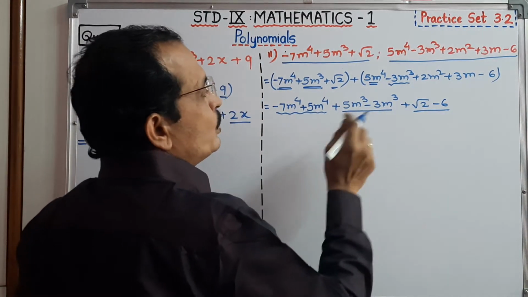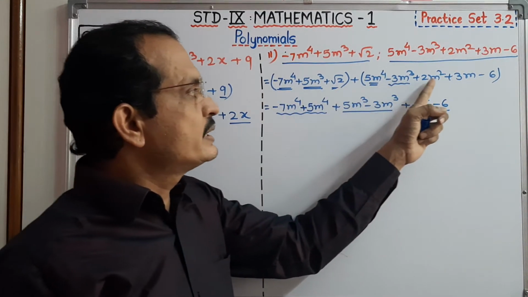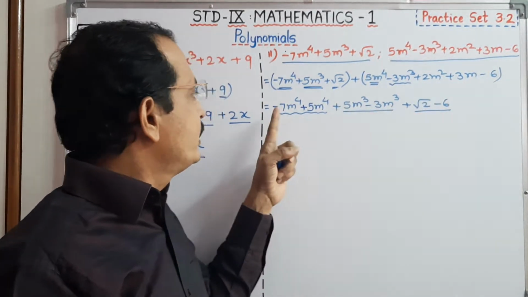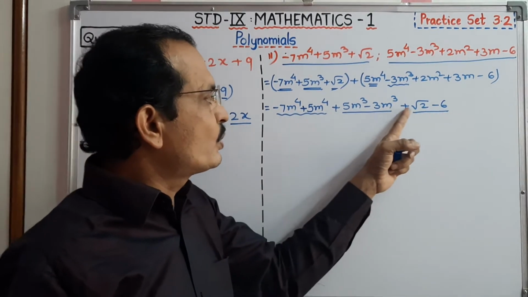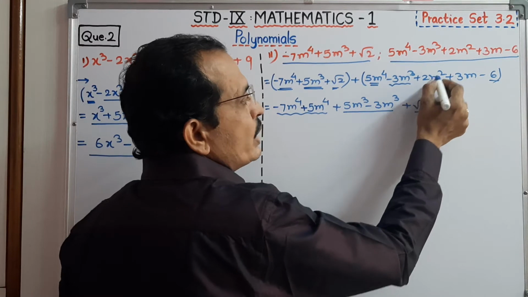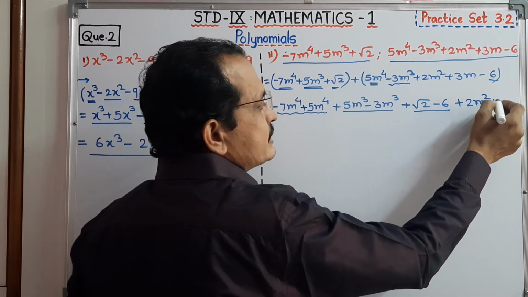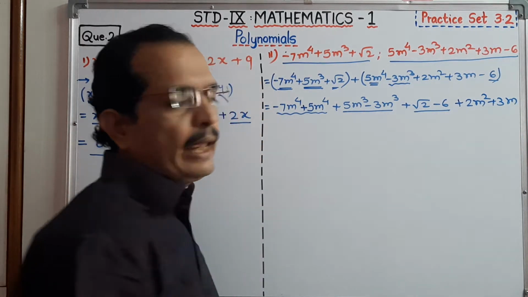Now two terms are remaining. See here, total 3, 4, 5, 6, 7, 8 terms are there. Here we write 1, 2, 3, 4, 5, 6. That means two terms are remaining. Now which are those two terms? 2m square plus 3m. Therefore we write them as they are, 2m square plus 3m.